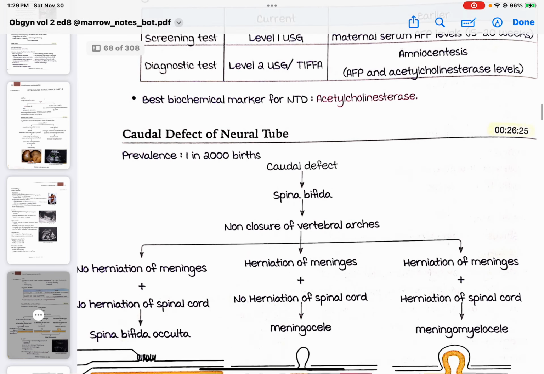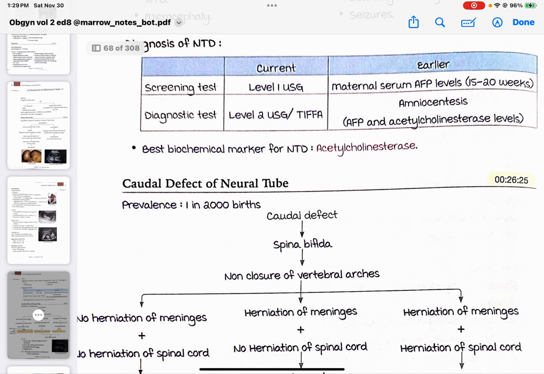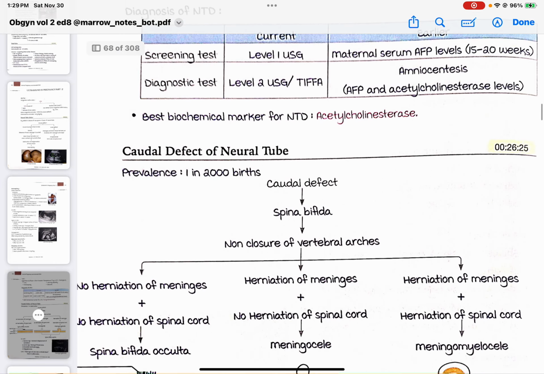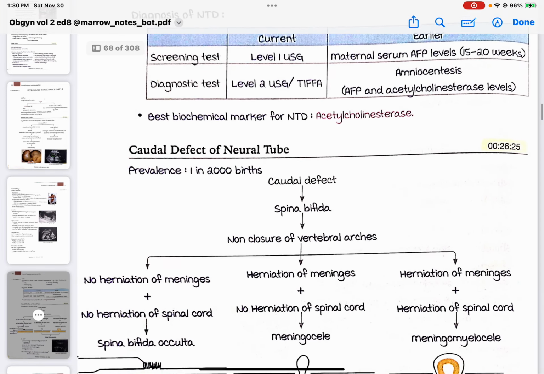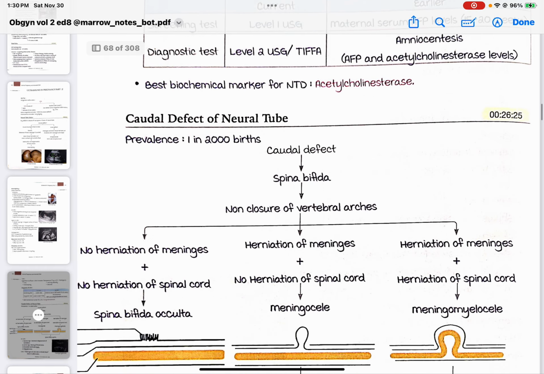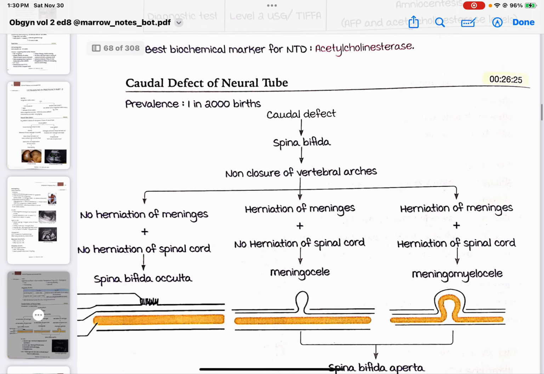Diagnostic test, level 2 ultrasound, TIFFA scan, amniocentesis. Earlier it was amniocentesis, AFP, and acetylcholine esterase levels. But now level 2 ultrasound, TIFFA currently. Screening test level 1, diagnostic level 2. Best biochemical marker of neural tube defect is acetylcholine esterase, but it is not used anymore. Now level 2 scan is used.